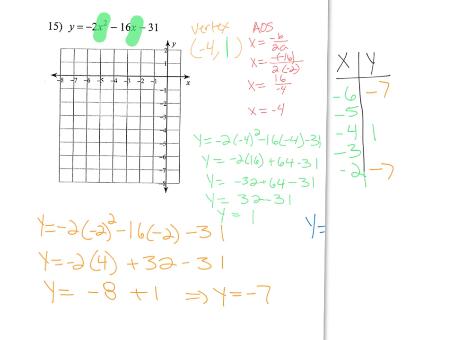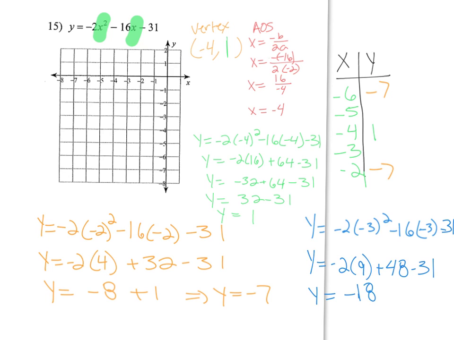So I will have y equals -2 times (-3) squared minus 16 times -3 minus 31. Squeeze it in here, minus 31, hopefully that's okay. Then I end up getting y equals -2 times 9 plus 48 minus 31. So that's y equals -18 plus 17, which gives me y equals -1. I'll go up here and fill that out.